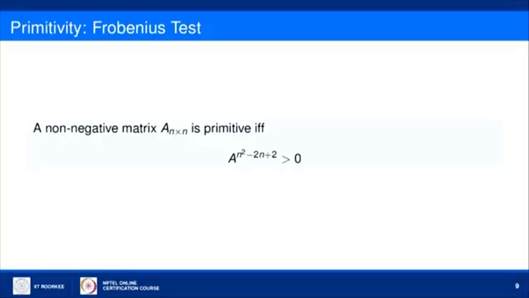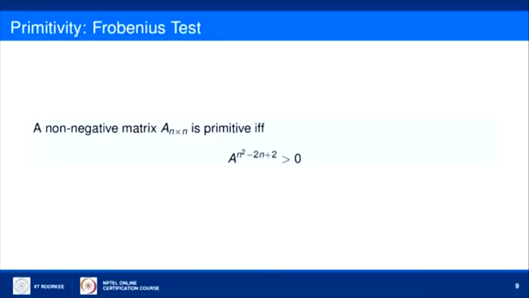If these three conditions hold for a given matrix, then the matrix is a primitive matrix. Another test for checking primitivity, which is very useful when you are solving examples, is the Frobenius test. The Frobenius test tells us that a non-negative matrix A of size n by n is primitive if and only if A raised to the power n squared minus 2n plus 2 is a positive matrix. So, if this happens, then A is primitive.